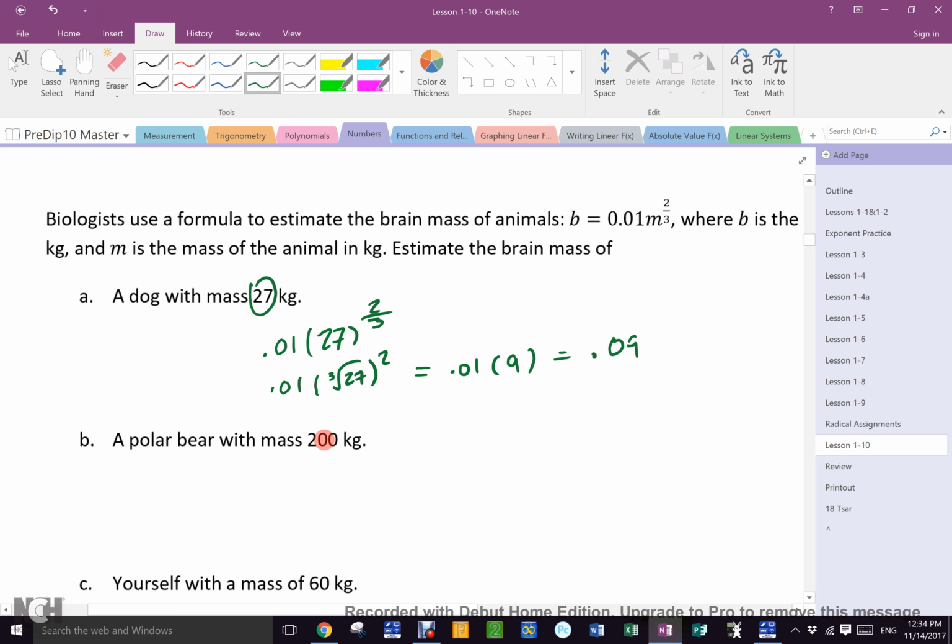Can we do 200 in our heads? Yes or no? No. Why? It's too big? No, wrong answer. Too many digits? No, wrong answer. Why can't you do 200 in your heads? Because 200 doesn't have what? A cube root. So you'd have to use your calculator. Can you do 60 in your head? No. Why not? 60 doesn't have a cube root. Could I do 64 in my head? Yeah. Why? Because 64 has a cube root.